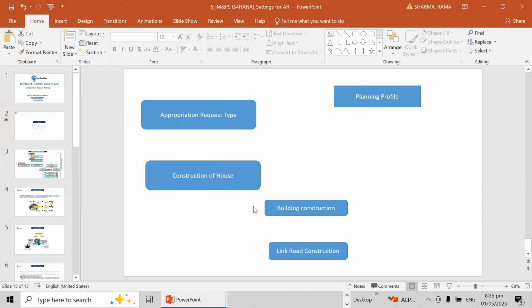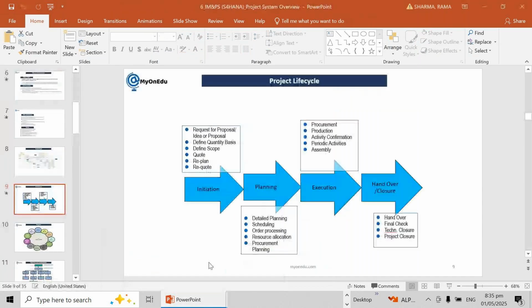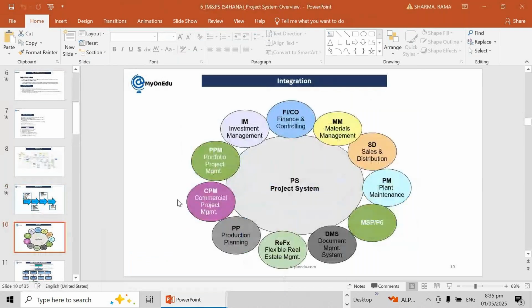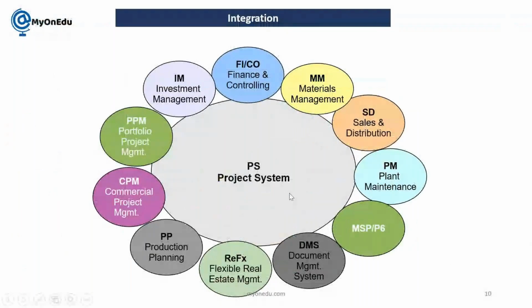Yes, sir. Let me go through again. We have gone through this, and now PS. Specifically, this module is integrated with all SAP core modules. Here it is integrated with IM, investment management. It is integrated with FICO, material management, sales and distribution to manage your sales, plant maintenance to manage your maintenance activities, MSP and Primavera, Oracle third party integration, DMS, document management system, REFX, flexible real estate management, which we are using for lease in and lease out, PP production planning, CPM is commercial project management, which we are using for customer projects, and portfolio project management, which we are using for internal projects.